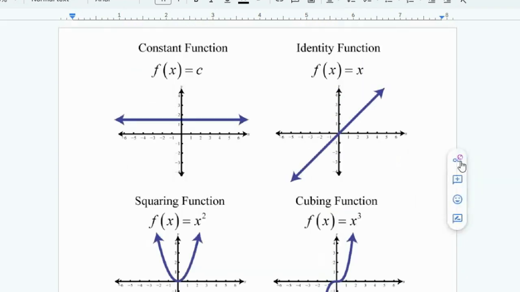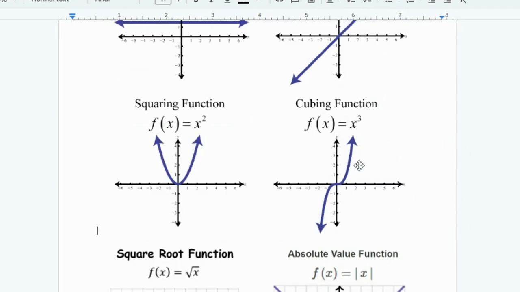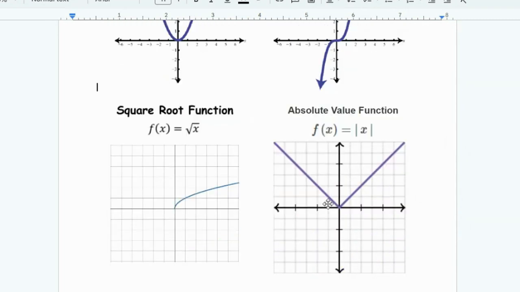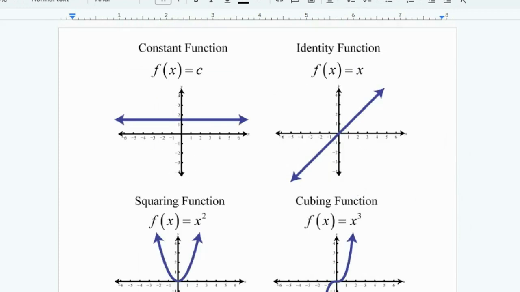So those are the 6 most basic ones that we generally use in mathematics. Either a constant or just an x or an x squared or x to the third, sometimes square root, sometimes absolute value. We could wander off into other graphs, but this is where you'll find yourself most often.